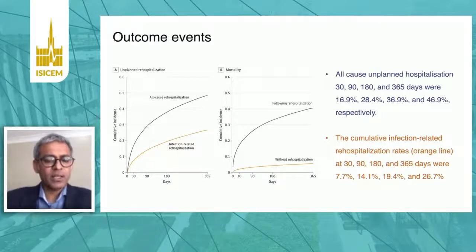The figure on the right shows you mortality. The mortality is again stratified by those who get rehospitalized and those who never get rehospitalized. What you see here is the rehospitalization in itself increases your risk of dying, or the death is more common in those patients who have at least one or more rehospitalization.